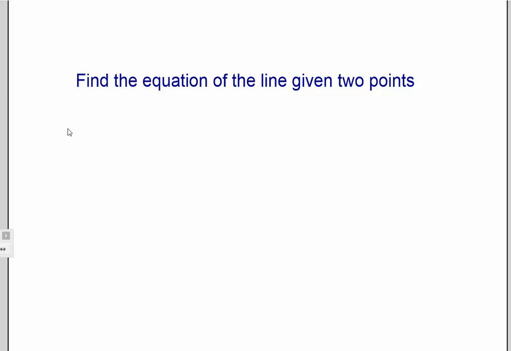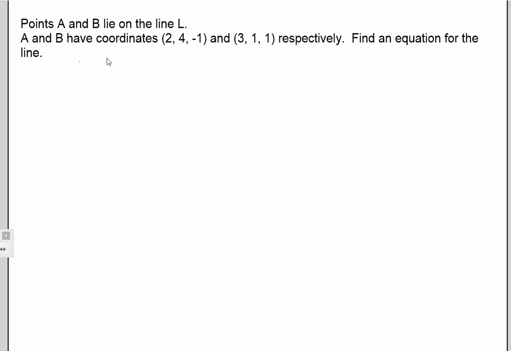Next example is find the equation of the line between two given points. So let's look at an example. Points A and B lie on the line. A and B have coordinates (2, 4, -1) and (3, 1, 1) respectively, and find the equation of the line. Or rather, find an equation of the line. So one thing to point out, with the vector equation, there's an infinite number of possible solutions because the fixed point A can be any point along the line.